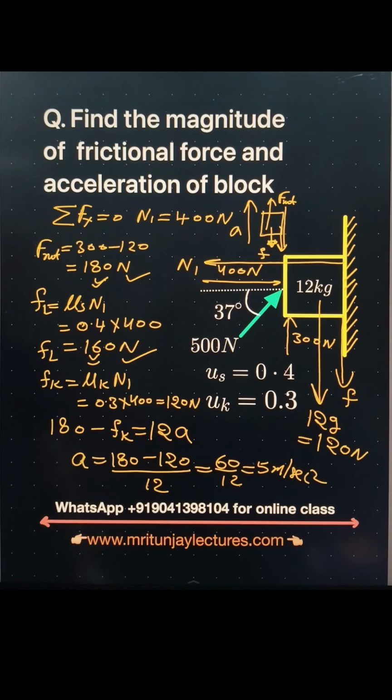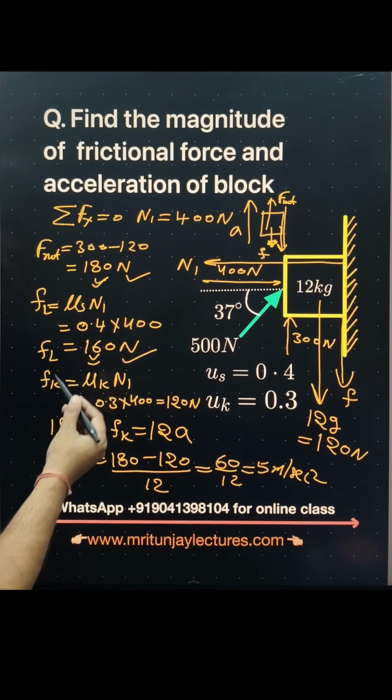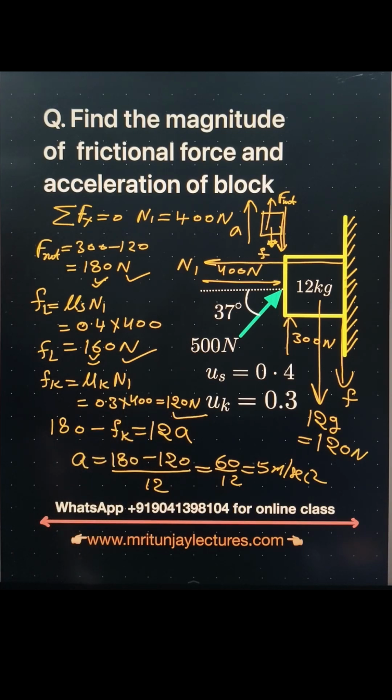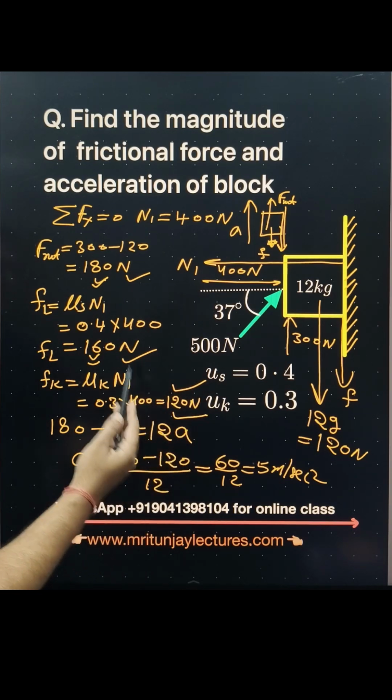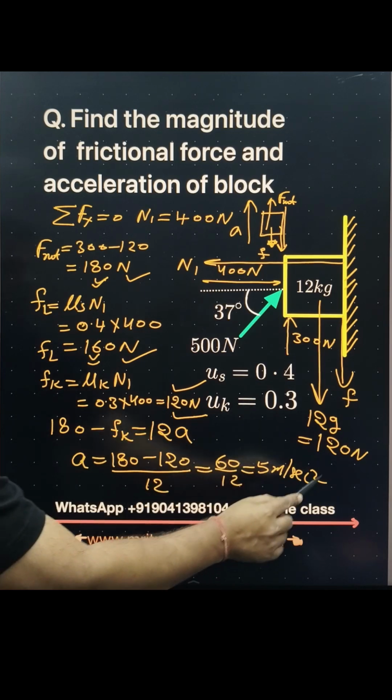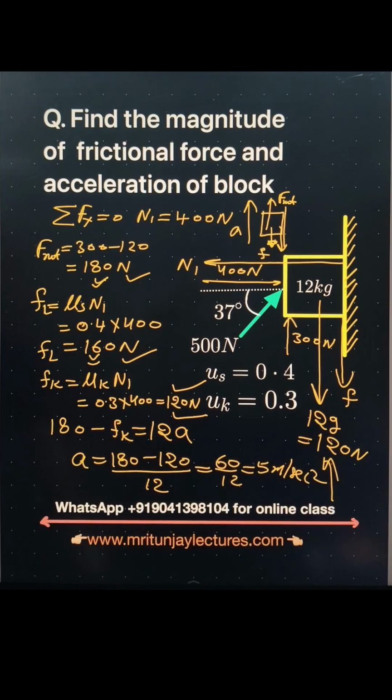And during motion, which frictional force acts? Simply the kinetic frictional force. Okay. So the kinetic frictional force is how much? Simply 120 Newton. Clear or not? The final answer: 120 Newton frictional force, and that frictional force is the kinetic frictional force, and the acceleration of the block is 5 meter per second square in the upward direction. Clear?